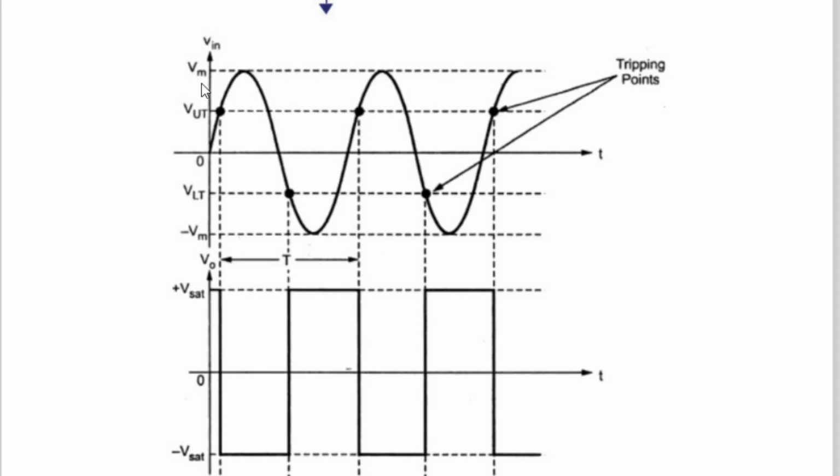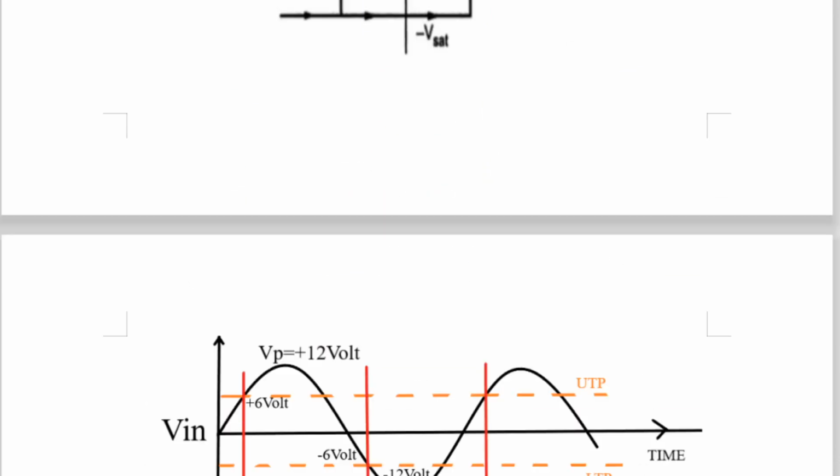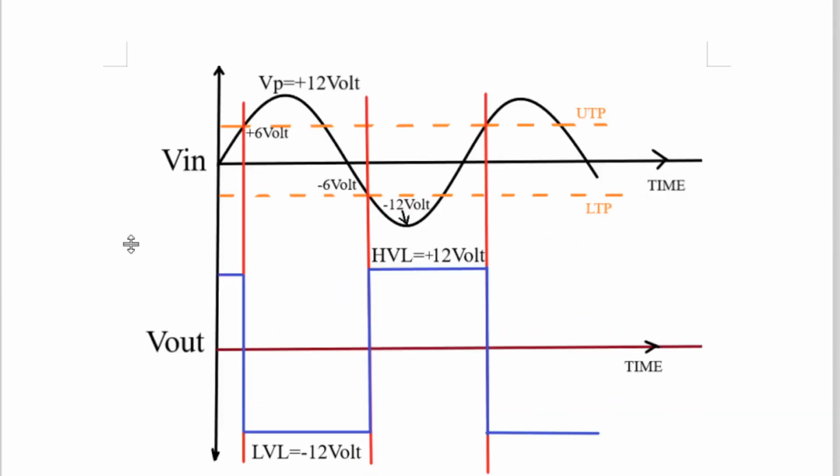So to avoid these complications in understanding the compressed graph, I have drawn a pen graph, and from this graph you can understand that from this point to this point, this is plus 6 volt which we call upper trigger point, and this is minus 6 volt which is called lower trigger point. So it is over here, and I hope this graph will give you a better understanding. From 0 to 6 volt, this is in HVL, HVL equal to plus 12 volt.